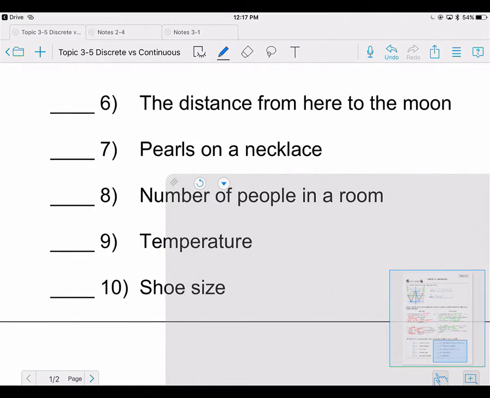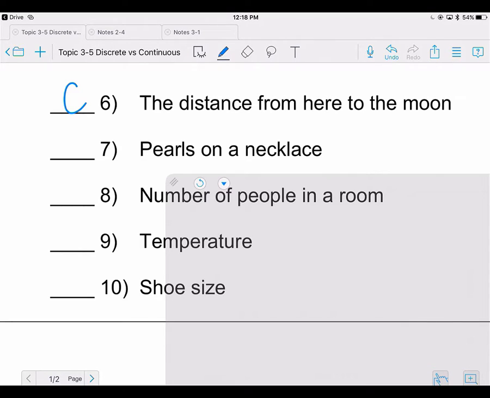Part 6, the distance from here to the moon would be continuous because you could be a little bit closer, you could be a lot closer, you could get in a spaceship and hit the moon. So there's distance. It's not like if you go to the moon, the space shuttle takes leaps and bounds. It flies continuously.